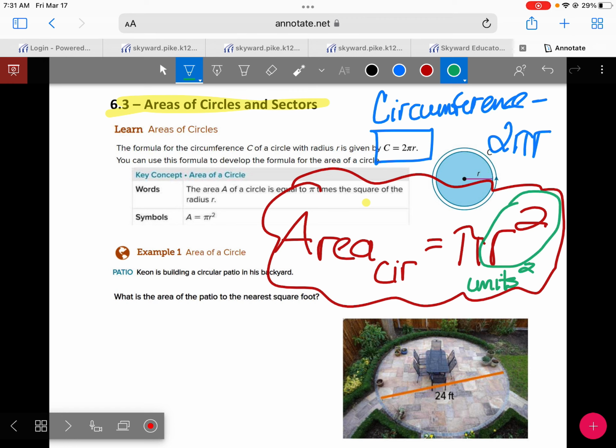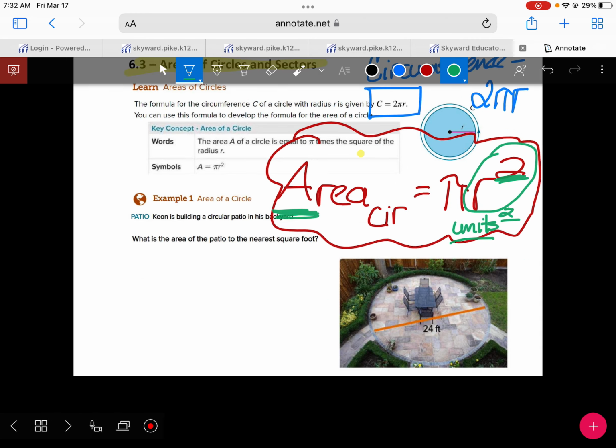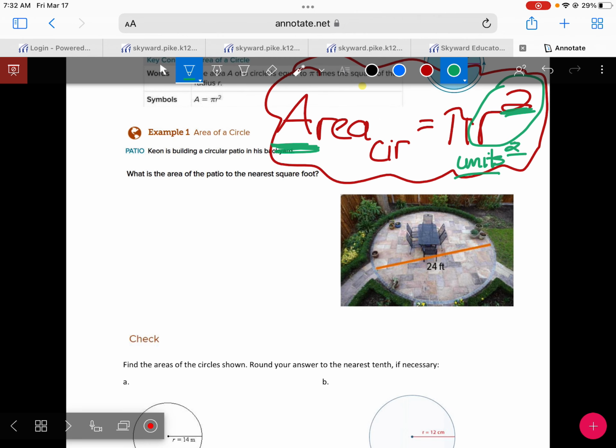It is in radius squared. So when you're finding area, which is in units squared, you're going to use the formula that ends in pi radius squared. That's the best I got. I thought it was pretty good. So area of a circle, pi r squared. All right, let's do an example.